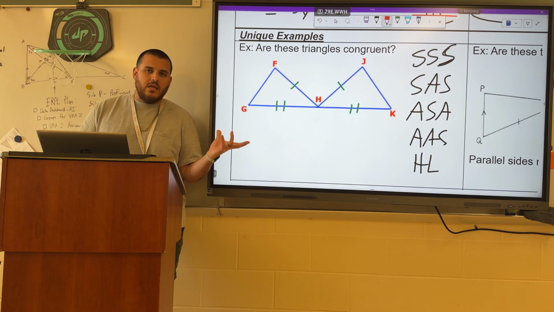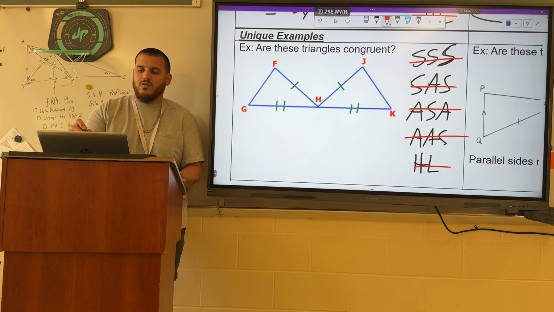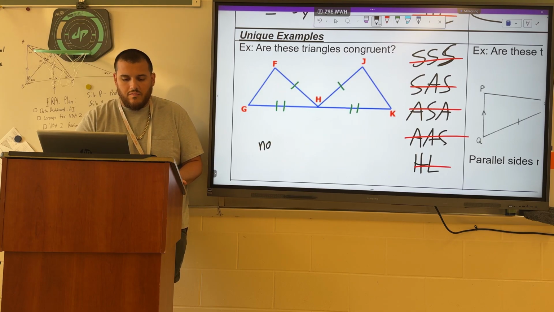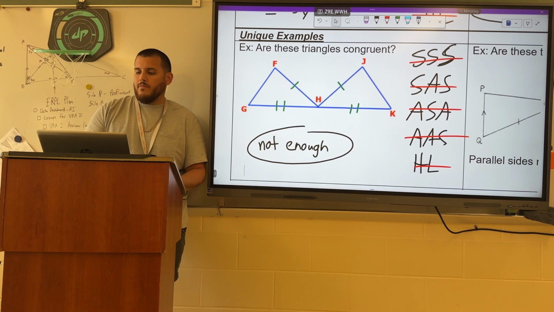Therefore, we can only take those side markings here into account. There's not enough sides for side side side. We don't have any angles, so it can't be any of those. These are not right triangles. There is not enough information to prove that these triangles are congruent to each other.